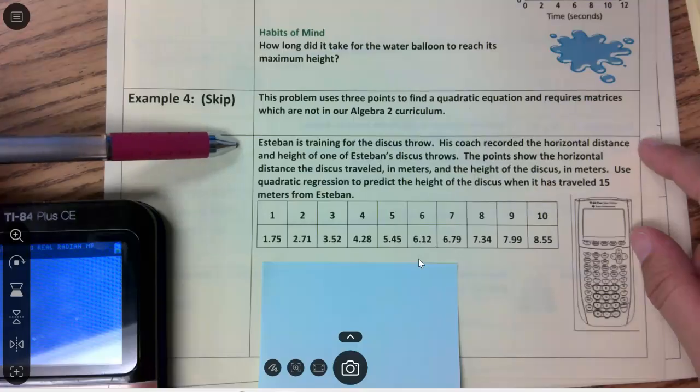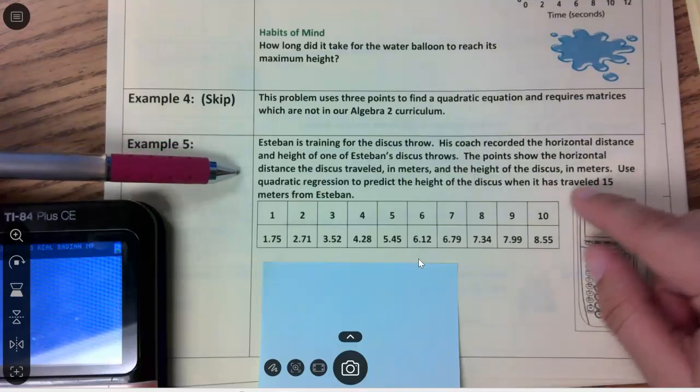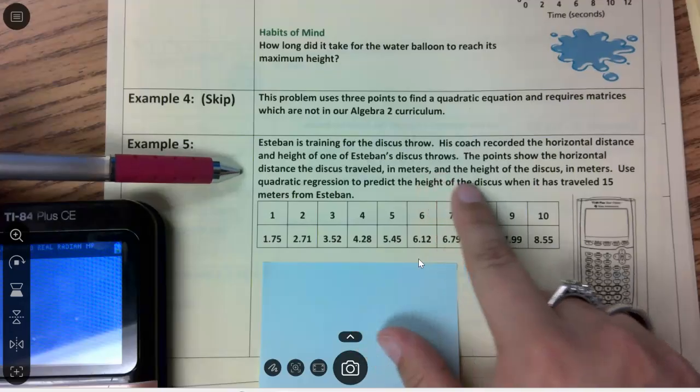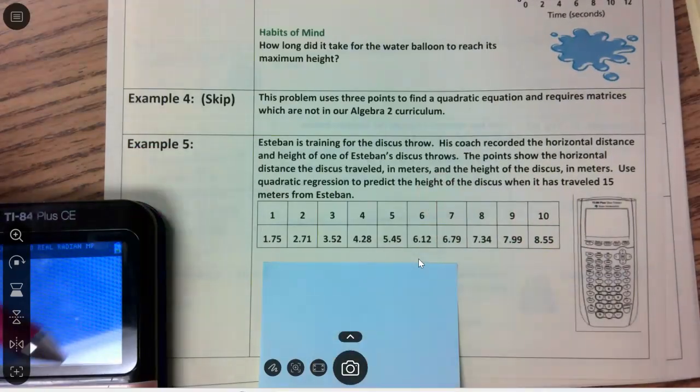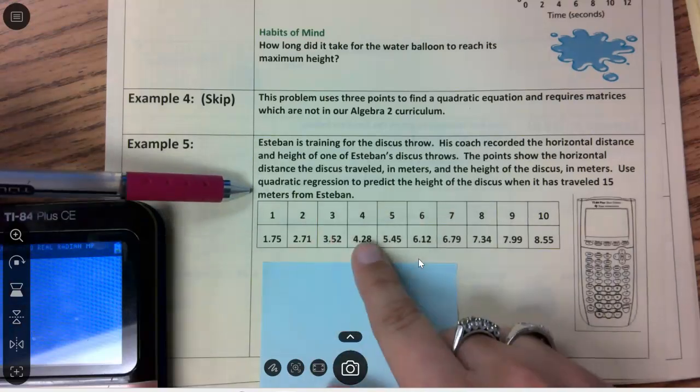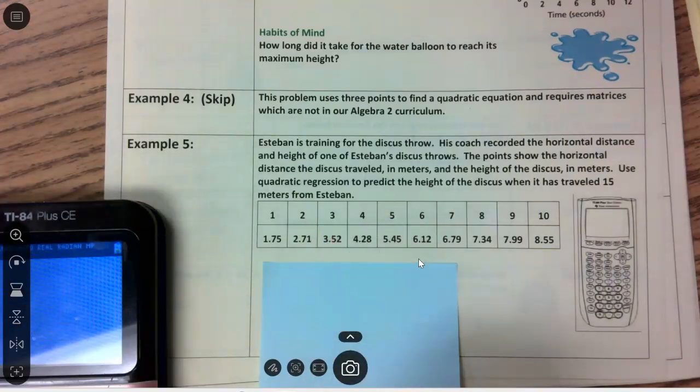X is going to be the horizontal distance the discus has traveled in meters, and height is the Y. What this question is asking us to do is use quadratic regression to predict the height of the discus when it has traveled 15 meters. In order to do this, we first have to create an equation to represent the data. When it says quadratic regression, we are not going to be doing that by hand. We're going to be using the graphing calculator.